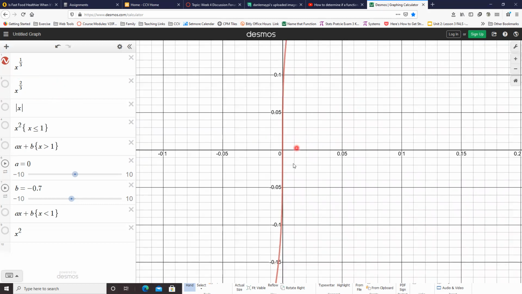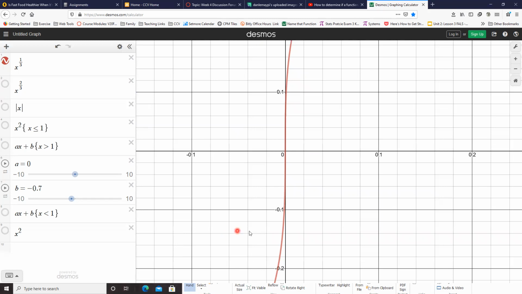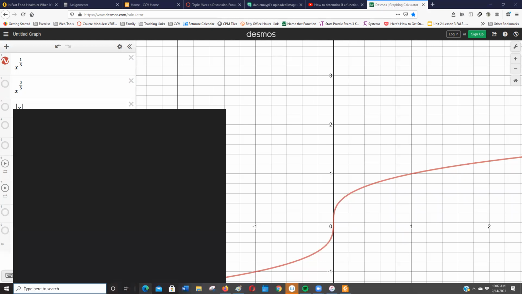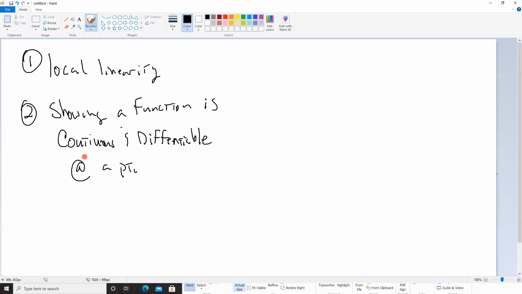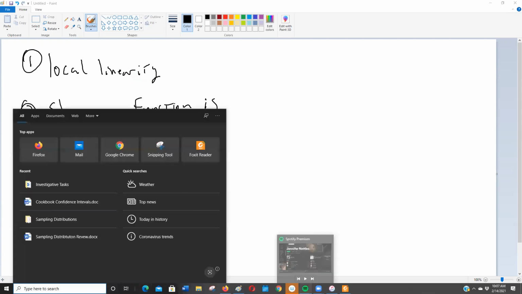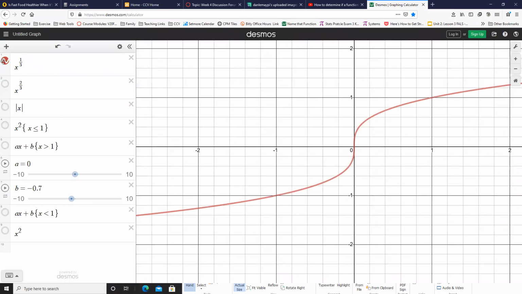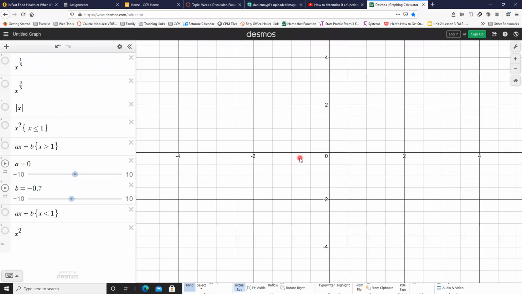So then, the other learning target. Let me zoom out here. Let's take a look at that Paint document I had created. So I talked about local linearity and about corners, cusps, and vertical tangents. Now, how do we show a function is continuous and differentiable? There are one or two exercises in 3.1 and 3.2 that ask you to do this, and I made one that's similar to it. Let's see, where's Desmos? Let me minimize this. Here we go. So let's turn that off. Okay, I'm good. Let's do this one.